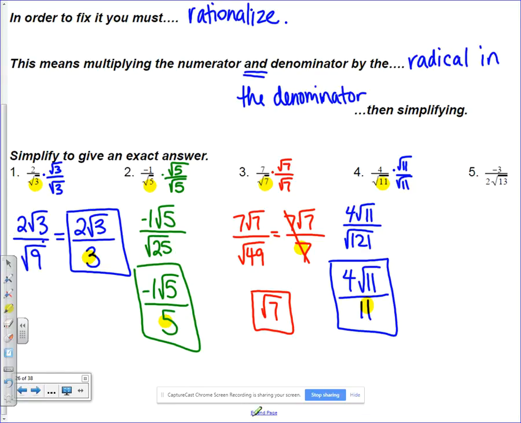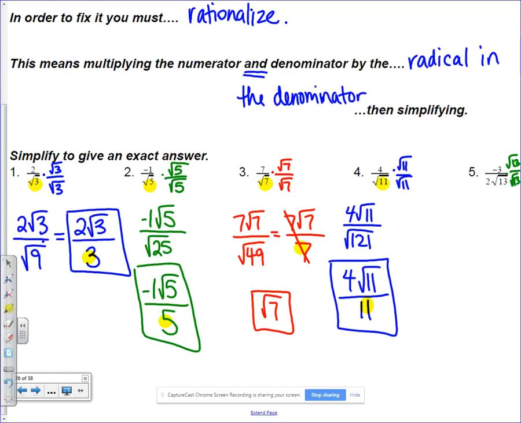Now, when I throw in number 5, I get kids that try to tell me to multiply by 2 square root of 13. But the 2 is not the issue. I can have that 2 down there, can't I? I just can't have the radical down there. So the only thing that I need to multiply by is radical 13 over radical 13. Leave the 2 alone. That's not the problem.